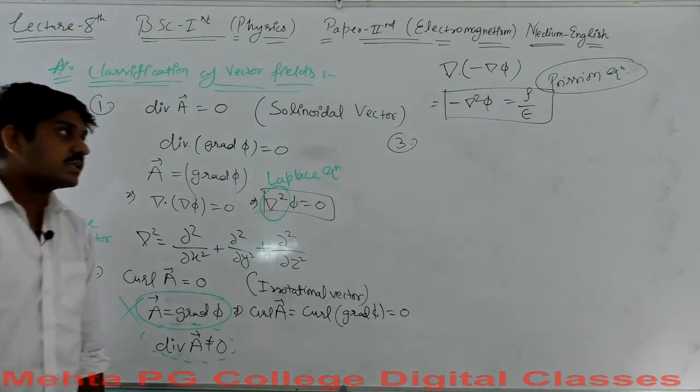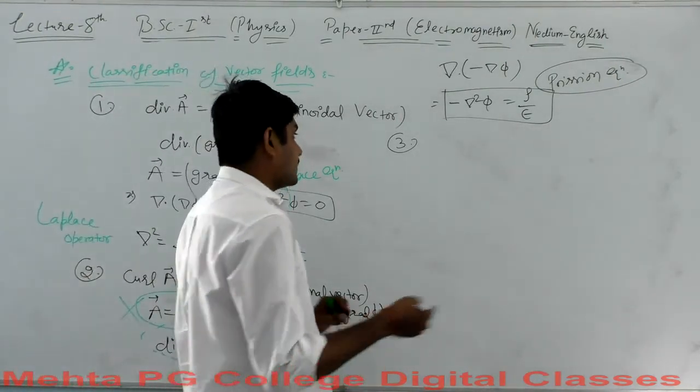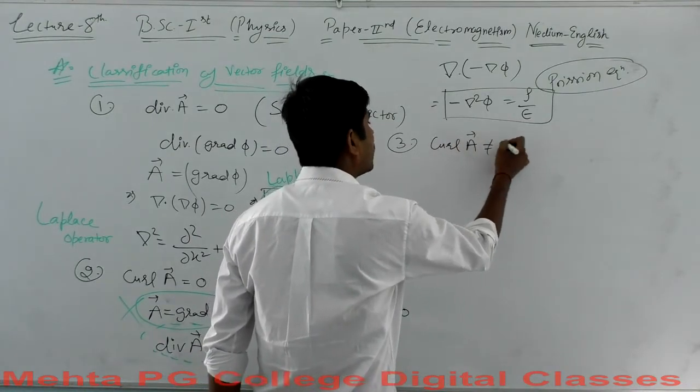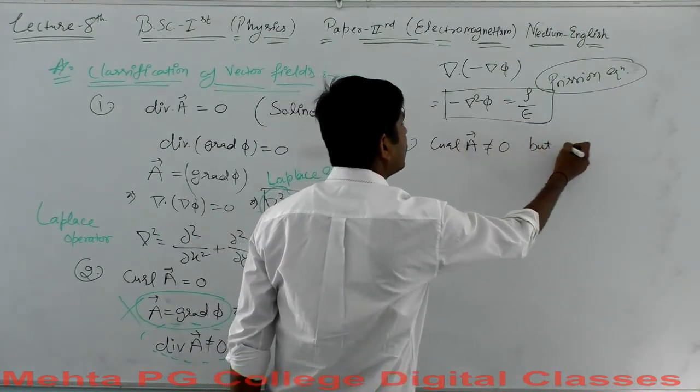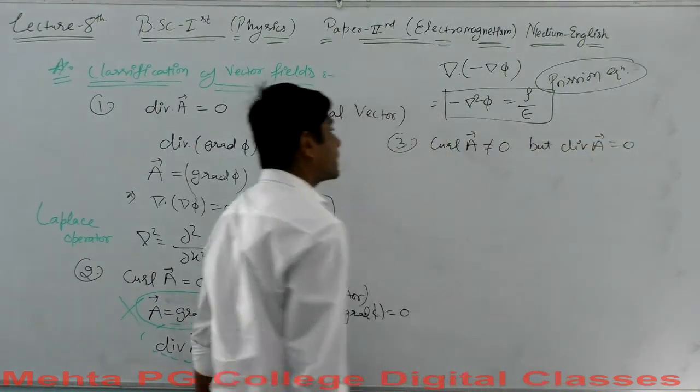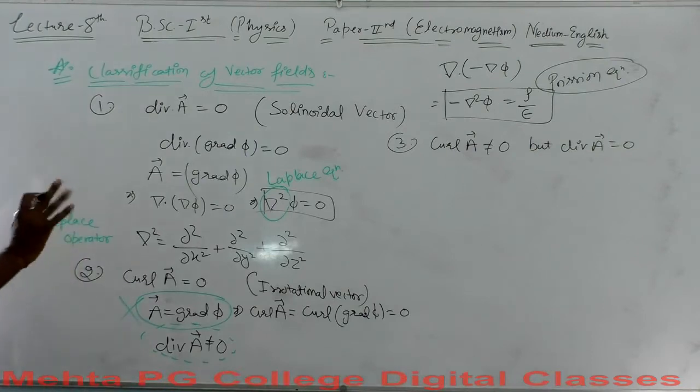If for any vector the curl of a vector is non-zero but the divergence is 0, what if the curl of a vector is non-zero but the divergence of a vector is 0? What does that statement mean? That statement means that the field is curly or rotational but solenoidal.